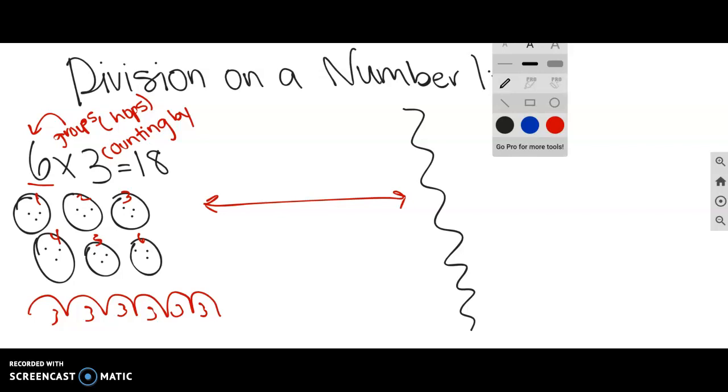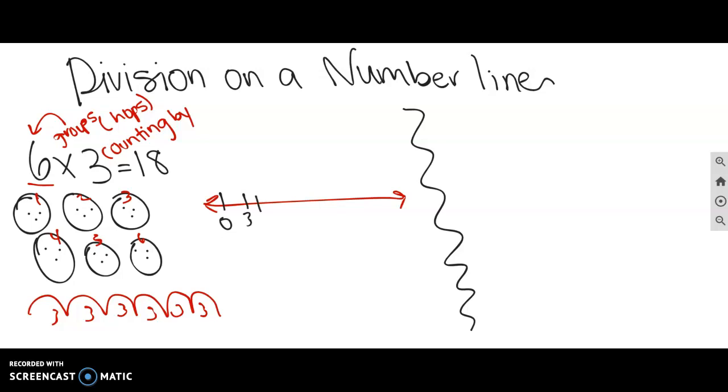But when we do multiplication, usually we would start at 0, and we would count by what our number is in the middle, which is 3. So let's count by 3. So 3, 6, 9, 12, 15, 18, 21, 24. Okay, we're at the end of our number line.